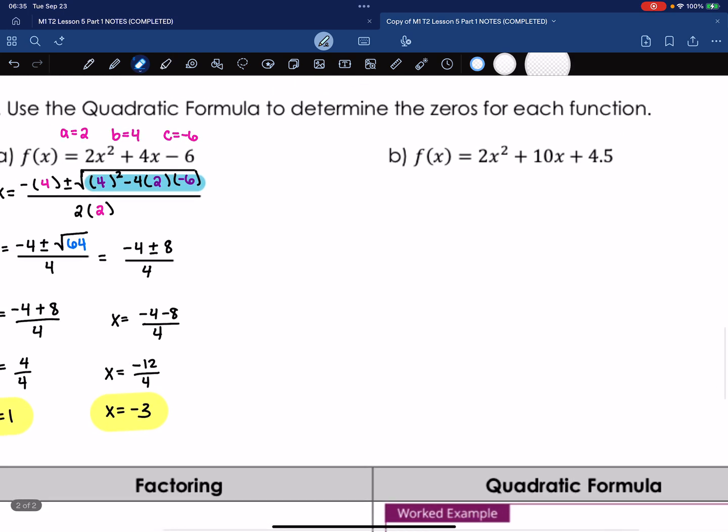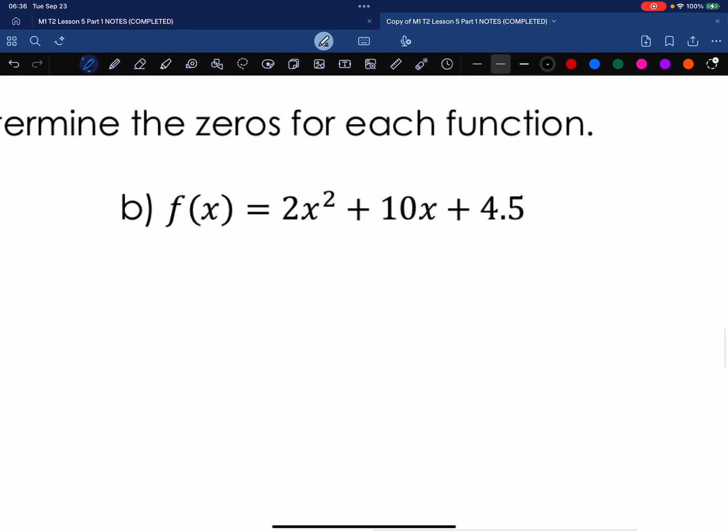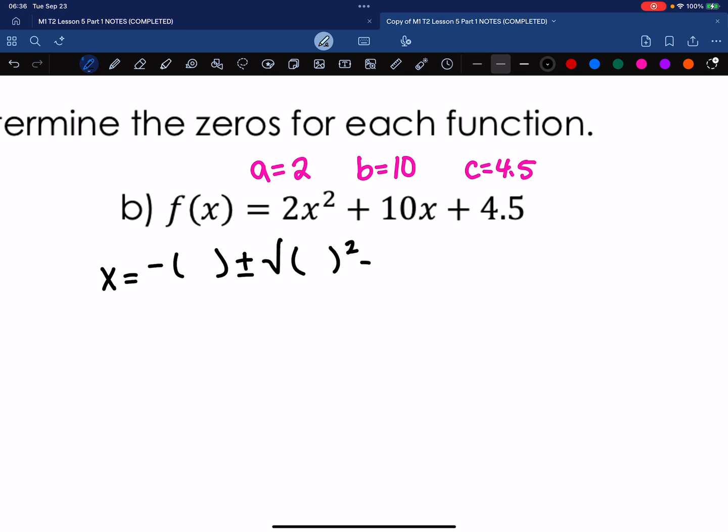So if you want to pause the video and try B for yourself, go ahead and do so. It's the same concept. Okay, so we have our A is 2, our B is 10, our C is 4.5. So we have x equals negative b plus or minus the square root, b squared minus 4ac all over 2 times a. So let's plug in our stuff.